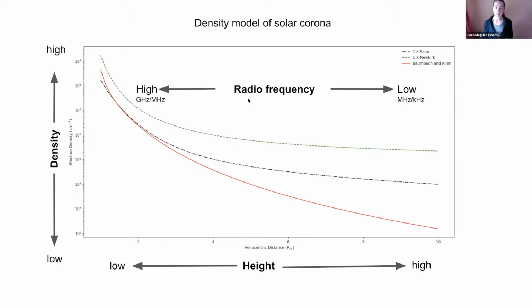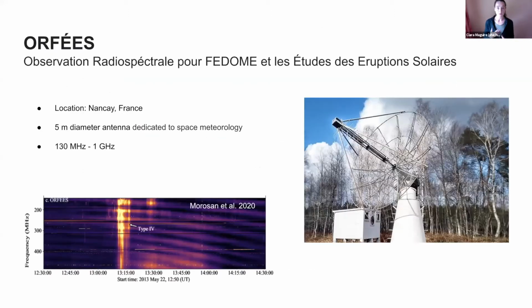And as I mentioned, we say high and low in the context of LOFAR being termed low, with emission in the megahertz range. So the high frequencies come from lower down in the solar environment, and then lower frequencies come from further out. So what we will do is look at radio observations that span a wide frequency range. And that involves looking at observations from ground-based instruments as well as space-based instruments.